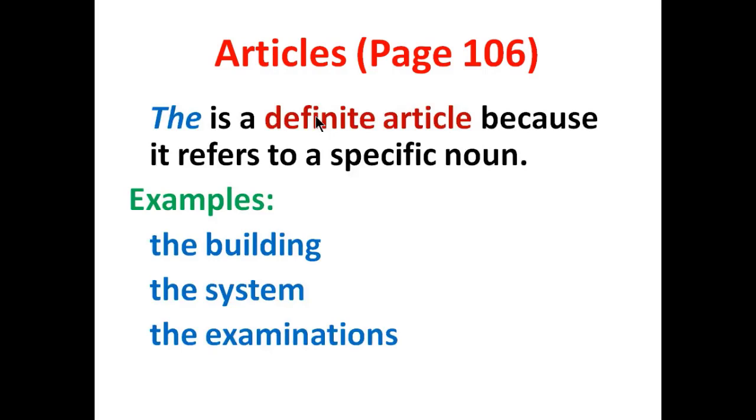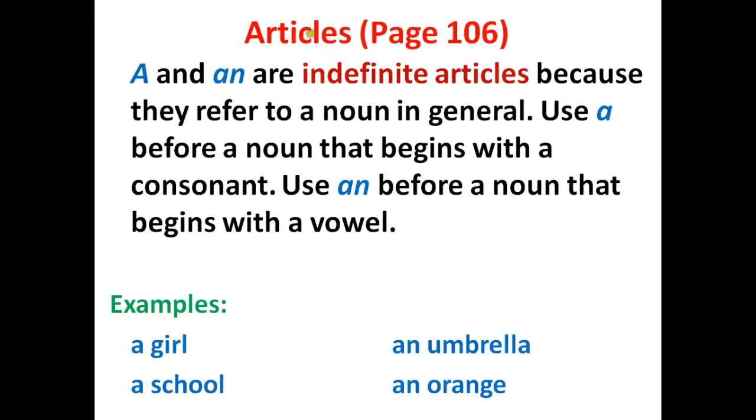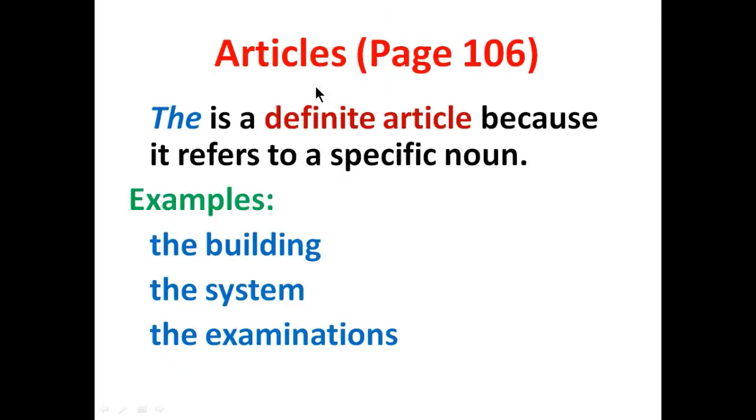If you look here on the previous page, I have written a and an. A and an are indefinite articles, while the article the is a definite article because it refers to a specific noun. For example, the building, the system, the examinations.